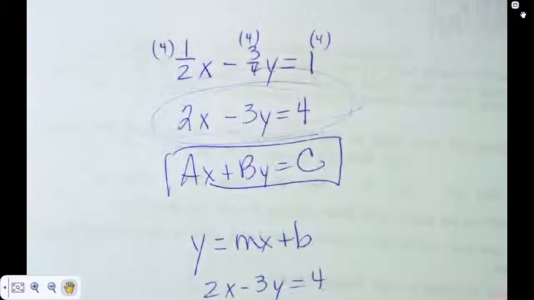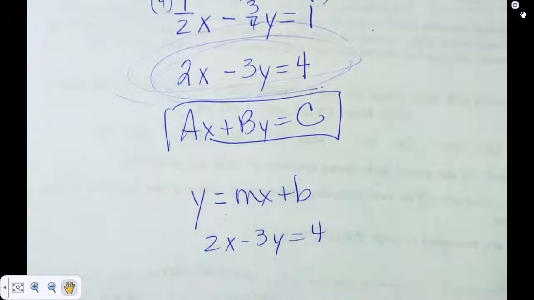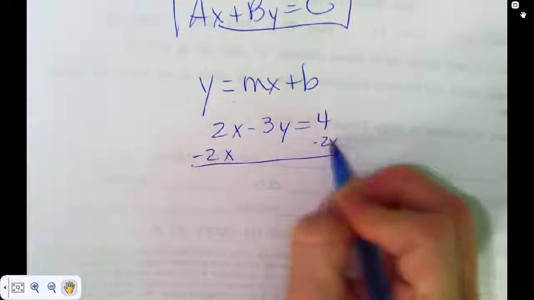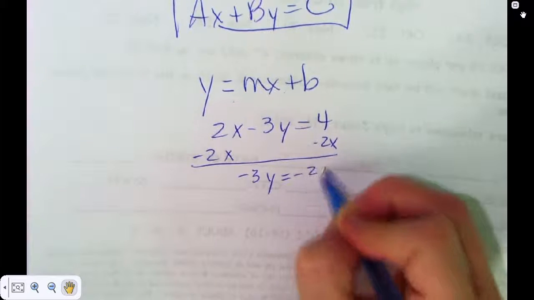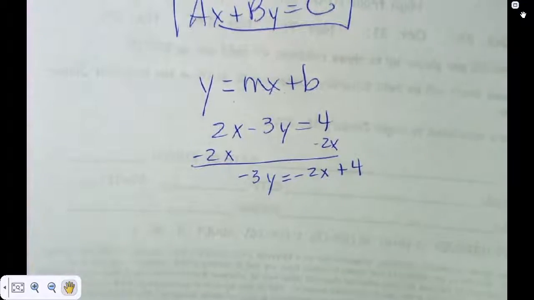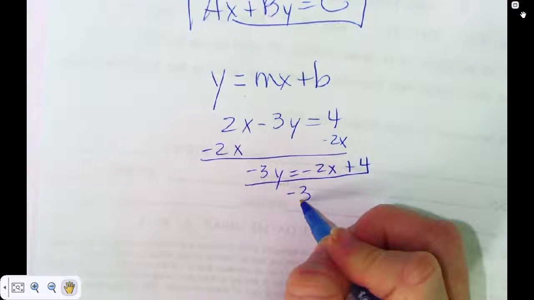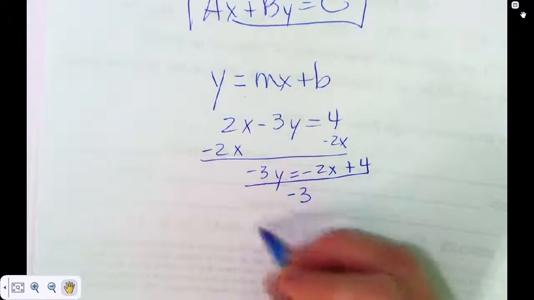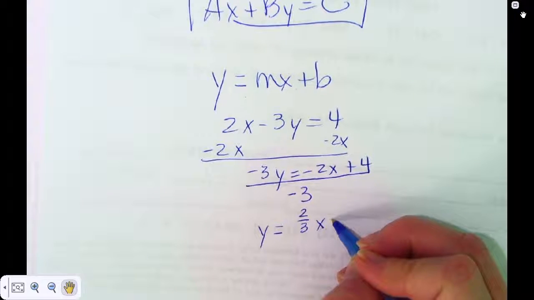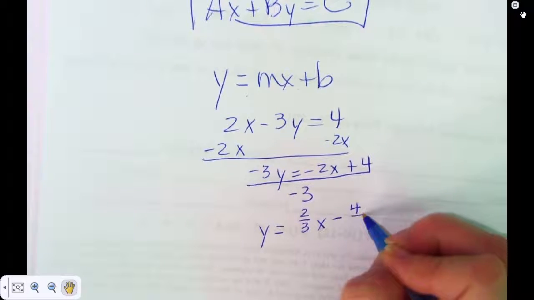But if I wanted to graph it, I could put it in slope-intercept form. That's what we're doing now. So I'm going to subtract 2x. So negative 3y equals negative 2x plus 4. And now what? Negative 3. Divide every term by negative 3. So I'm going to get y equals 2/3 x minus 4/3.